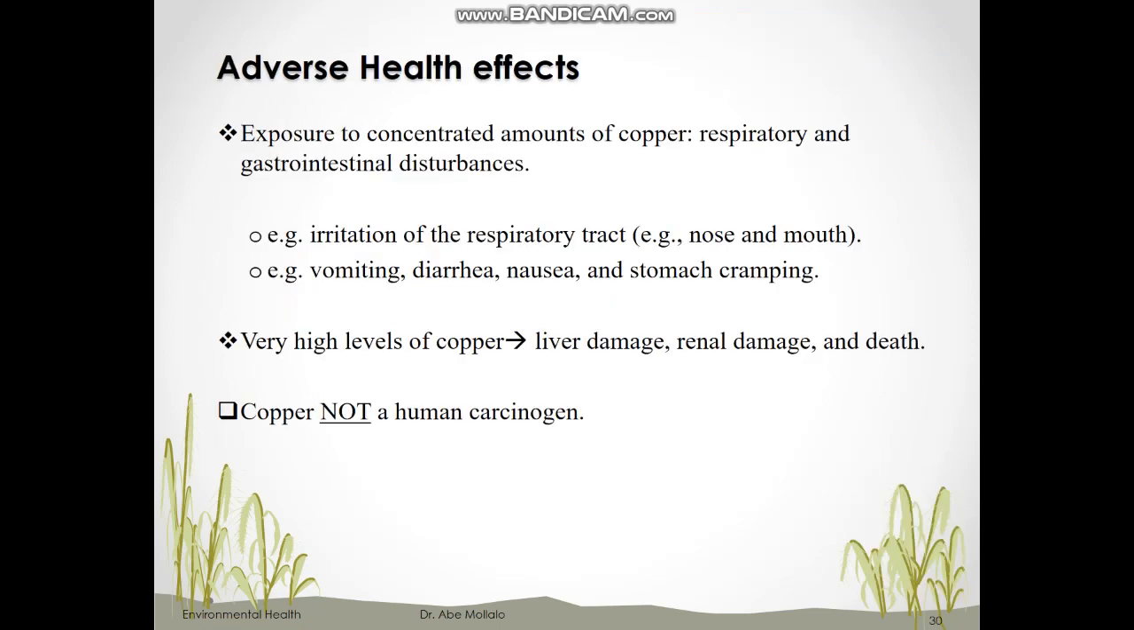Exposure to copper through dust of copper above trace level can produce respiratory and gastrointestinal disturbances. Mild respiratory effects of being exposed to copper are irritation of respiratory tract, like nose and mouth, and gastrointestinal effects such as vomiting, diarrhea, nausea, and stomach cramping. A very high amount of copper can cause liver damage, renal or kidney damage, and death. But keep in mind that although copper can be very toxic, it is not a carcinogen.